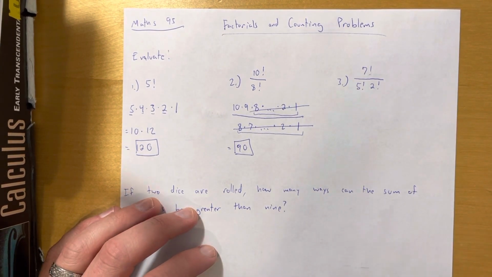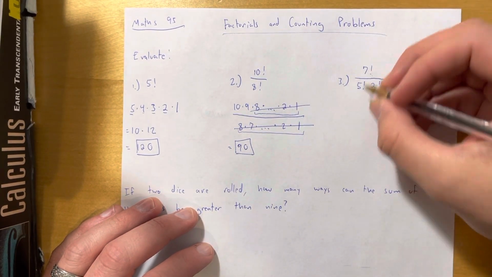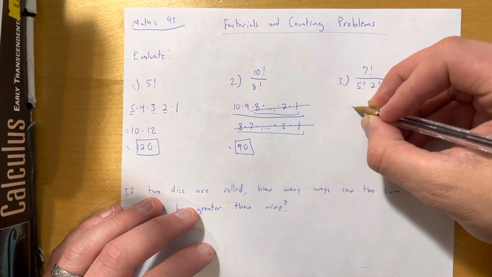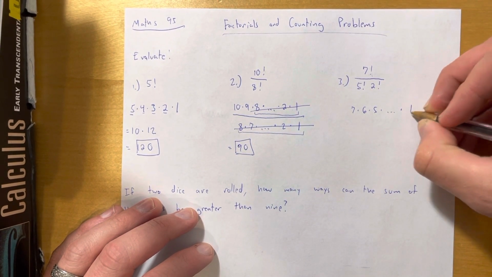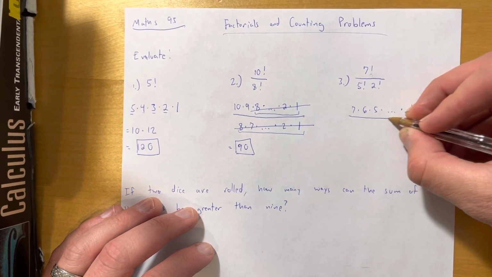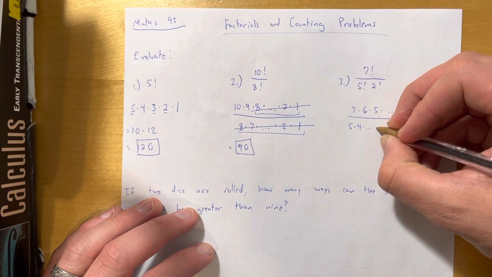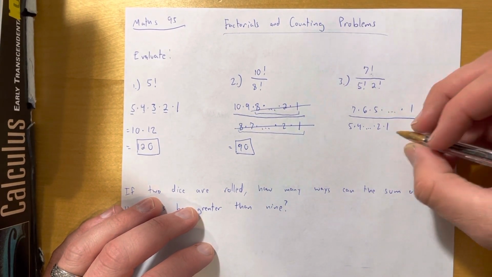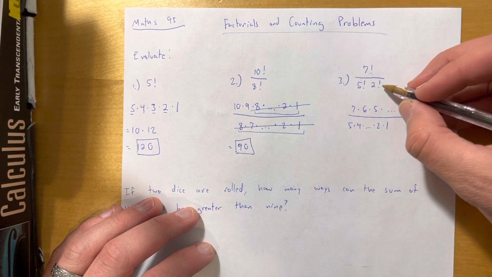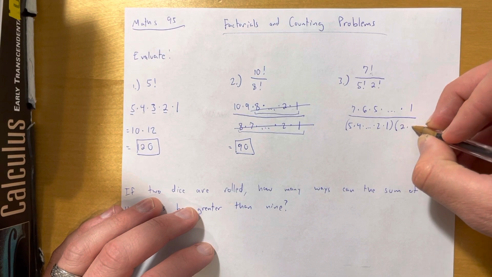So please take note of these tricks, okay? This problem is very similar to this one. So again, 7 factorial is equal to 7 times 6 times 5 times 4 times 3 times 2 times 1. I'm going to use the dot, dot, dot again. Over 5 factorial, which is 5 times 4 times 3 times 2 times 1. Probably could have just included the 3 in there. That's all right. And then I'm multiplying that by 2 factorial, which is just 2 times 1.